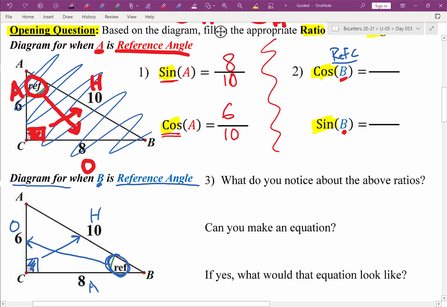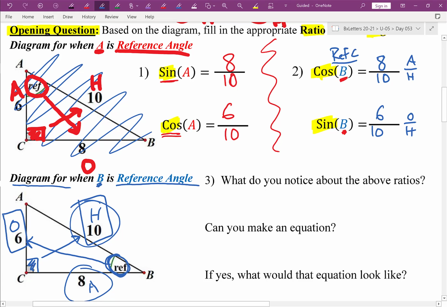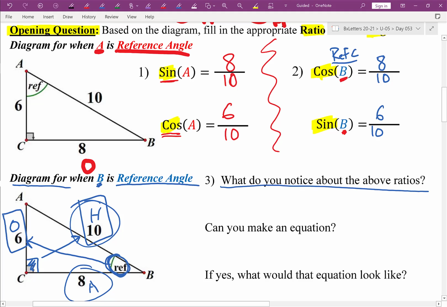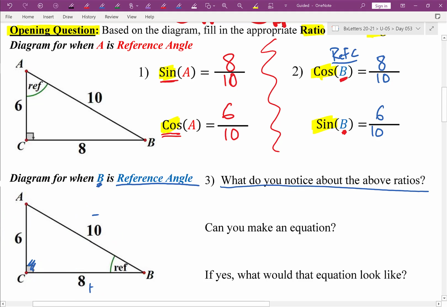Using the picture at the bottom where B is the reference angle, cosine is adjacent over hypotenuse, and sine is opposite over hypotenuse. So for the first one, it would be 8 over 10, because that's the adjacent over the hypotenuse. And for the bottom one, sine of B, it would be 6 over 10. And what do you notice about these ratios? Let's clean this up and get rid of all this other stuff.